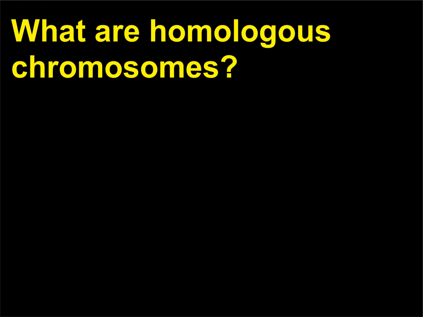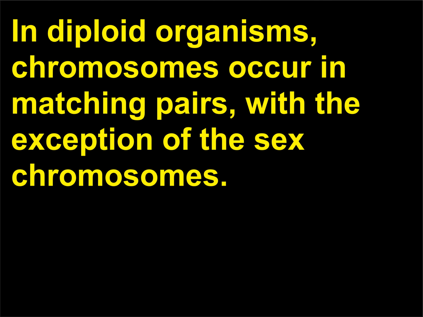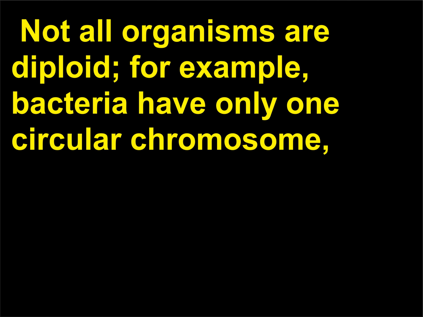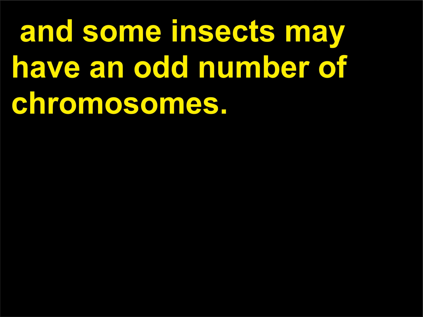What are homologous chromosomes? In diploid organisms, chromosomes occur in matching pairs, with the exception of the sex chromosomes. Not all organisms are diploid. For example, bacteria have only one circular chromosome. And some insects may have an odd number of chromosomes.